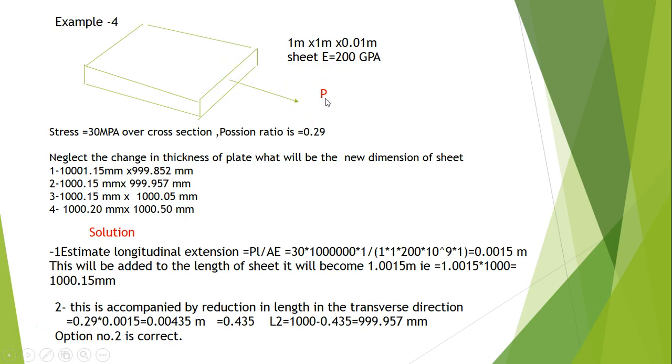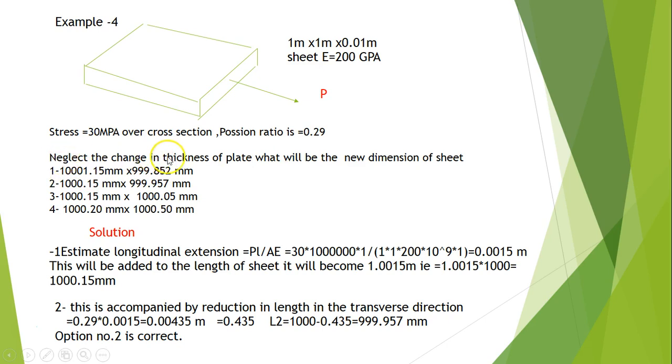force. In the example, he is giving the stress, not the amount of force, but in lieu of that, he is using the stress equal to 30 megapascal over the cross-sectional area, because it's acting on this cross-sectional area. Here the width will be 1 meter and the thickness is 0.1. Poisson's ratio is equal to 0.29, which is the lateral strain over the longitudinal strain.